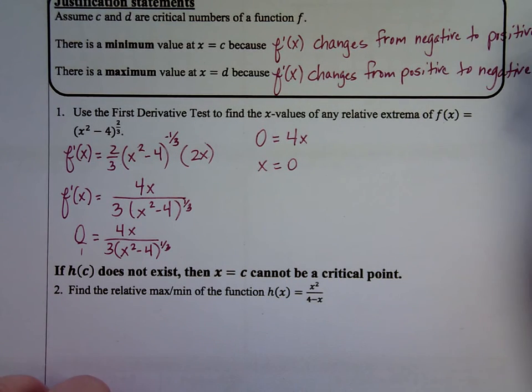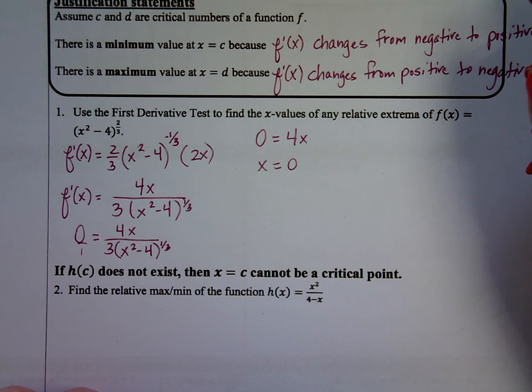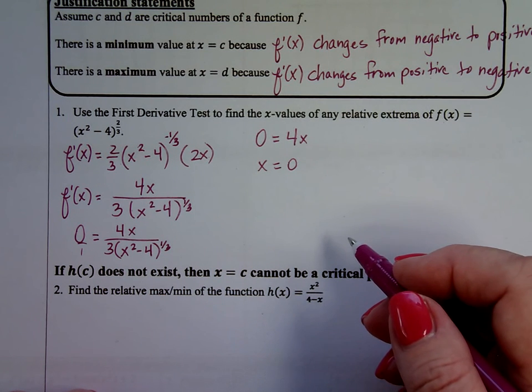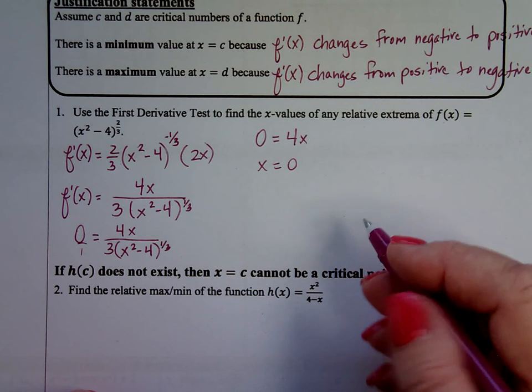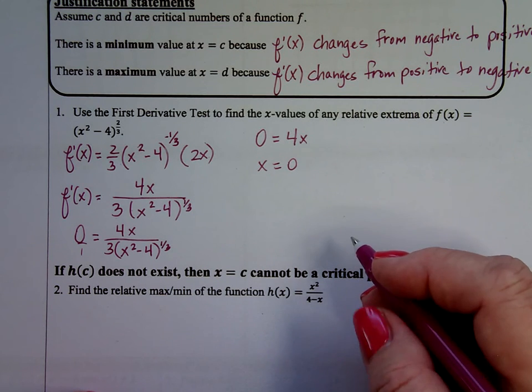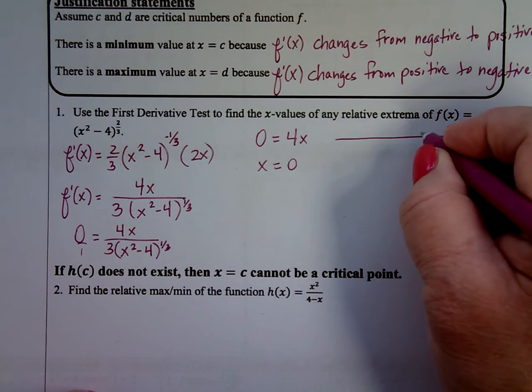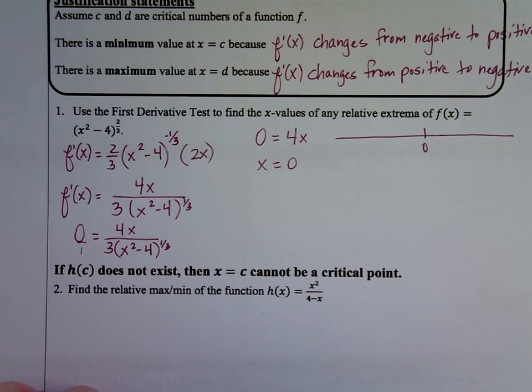All right, so I'm looking at this thing. The next thing I need to think about is where this thing, if I look at this, where is it undefined? So let's think about what the original function was. Is it undefined anywhere? I know if I make a sign chart, I'll start my sign chart over here. I know for sure I'm putting a 0 on there, right? Because that's where the first derivative equals 0.